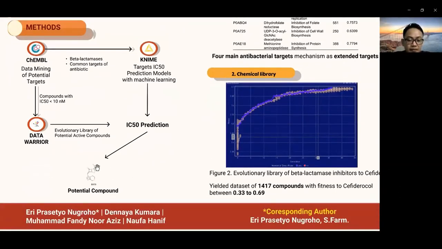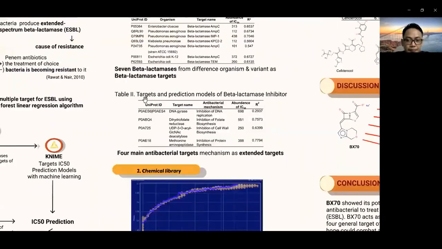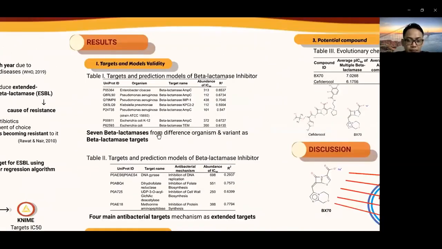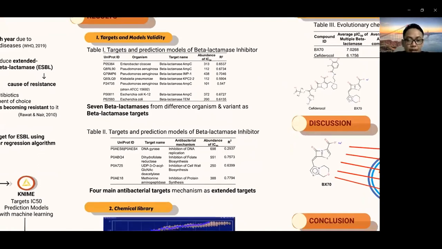A compound with the lowest IC50 value was selected as a potential compound to be developed as a new multiple-target antibiotic for ESBL. Then about the results. First, from this research, we selected 7 beta-lactamases from different organisms and variants as the target. To extend the mechanism of the antibiotic, we also selected target proteins that contribute to inhibition of DNA replication, inhibition of folate biosynthesis, inhibition of cell wall biosynthesis, and inhibition of protein synthesis.